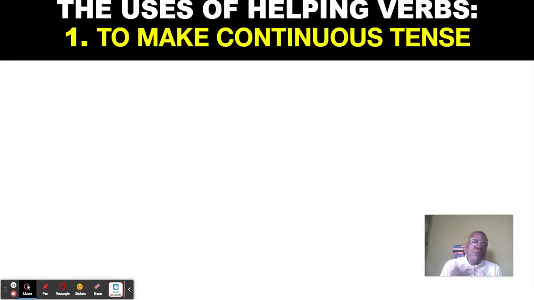Now, let's begin to look at the various uses of helping verbs. What are those grammatical functions? What is the job of the helping verb? What are the things that the helping verbs help us to do in English speech and writing? Let's begin to look at the uses of helping verbs. And the first of these is to make continuous tense.